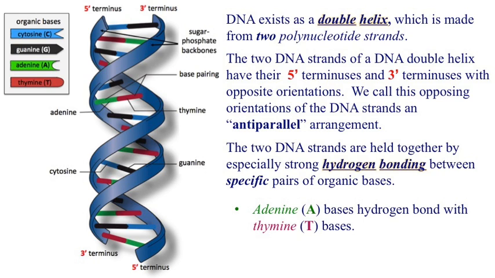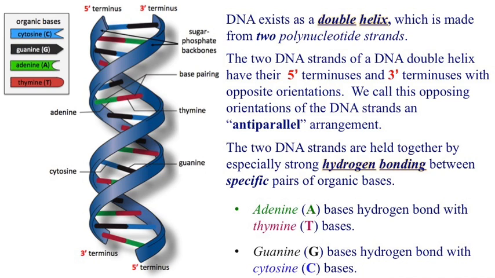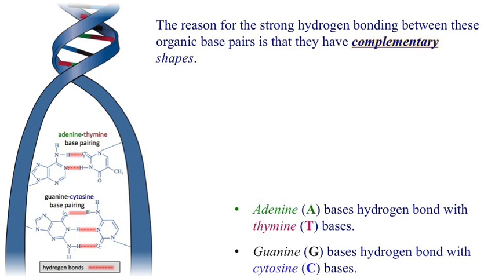Adenine bases hydrogen bond with thymine bases. Guanine bases hydrogen bond with cytosine bases. The reason for the strong hydrogen bonding between these organic base pairs is that they have complementary shapes. We say the adenine and thymine and the guanine and cytosine shapes are complementary to each other because the positions of the atoms allow strong hydrogen bonds to form.